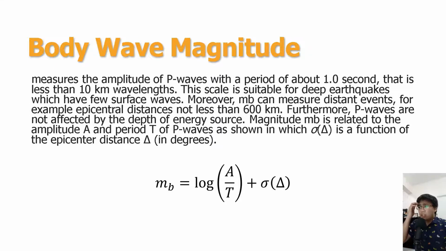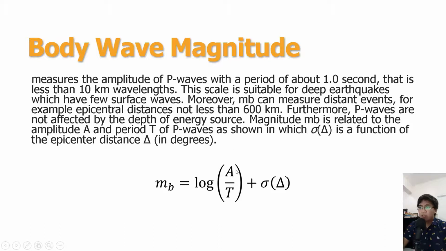So body waves, ang kino-compute niya is yung P waves and S waves natin. So ibig sabihin nun, ano yung magnitude niya based sa P waves and S waves. Excuse me. So that is less than 10 kilometers yung wavelength. So, ibig sabihin, effective siya. Kung mababasa natin dito, ang wave, effective siya in measuring earthquake na not less than 600 kilometers. So, medyo malalim. Okay, so ito yung formula niya.